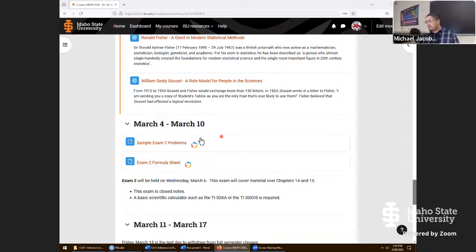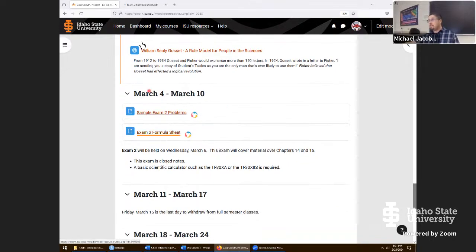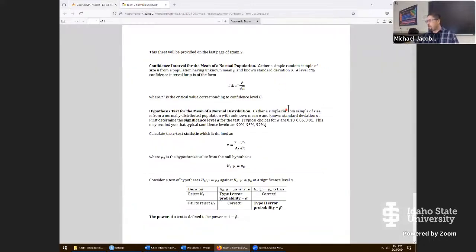Another thing to double check is the exam 2 formula sheet. For this exam, this will be the last page, so it's not something you have to print out to bring to your exam. But while you're studying for the exam, it might not be a bad idea to have it available, maybe even print it out, since you want to know just how to navigate through this document as you're taking the exam. It'll have information about confidence intervals, hypothesis testing, and type 1, type 2 errors.